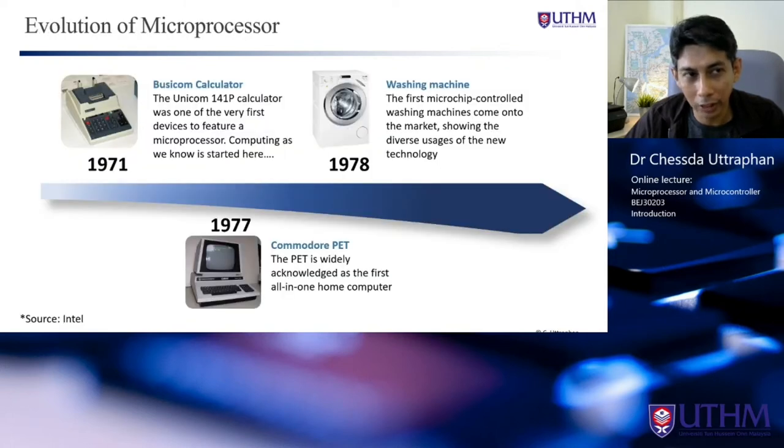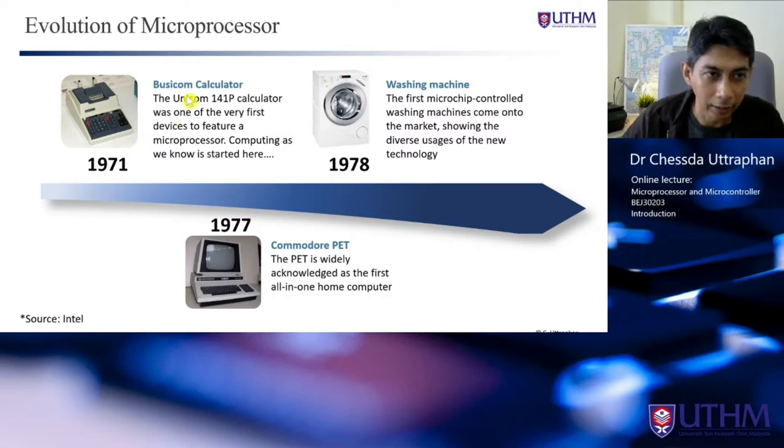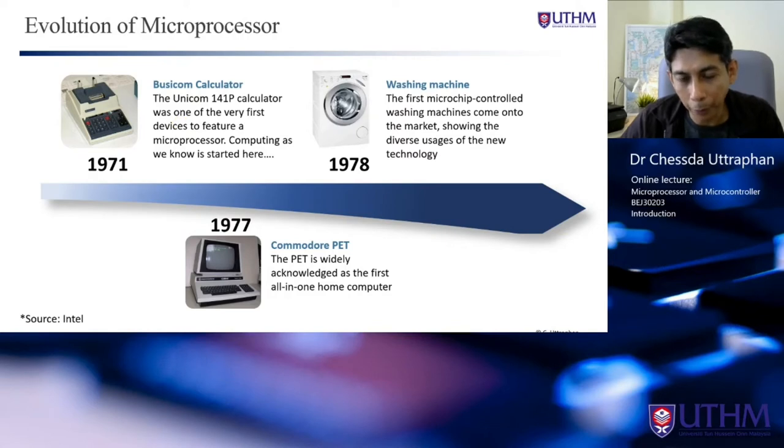Okay, so let's look at the evolution of microprocessor a little bit, right? Before we start learning what we have today, we need to go back to the history so that we can appreciate what we have today. From 1971, 50 years ago, the first microprocessor was invented, and it is used in a calculator, the Busicom calculator. It is the microprocessor from Intel, and the size is very small, actually a 4-bit microprocessor. What is 4-bit microprocessor? It means that the data or the processing power at one time, this microprocessor can only process a 4-bit number. So 4-bit number is pretty small, right?